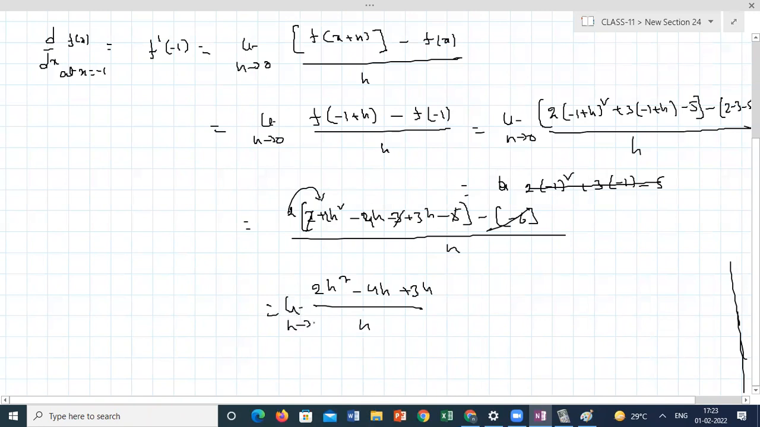Limit h tends to 0. If I'm applying infinity, h cancels, h cancels, h cancels. So this will be limit h tends to 0, 2h minus 4 plus 3, which is minus 1. So the answer is 0 minus 1, which is minus 1. This is how you have to do it if they ask you about the first principle.